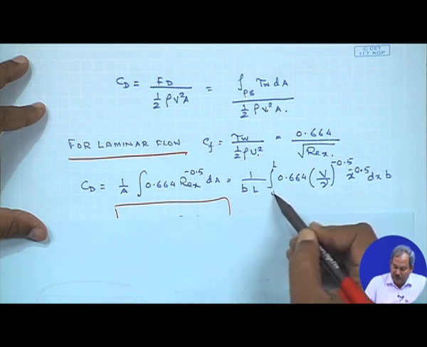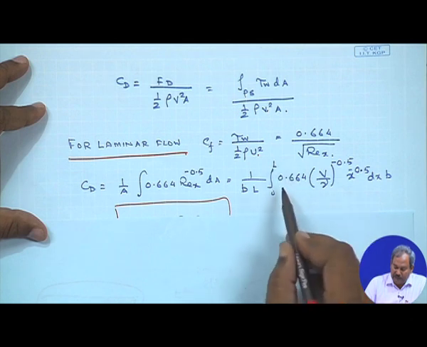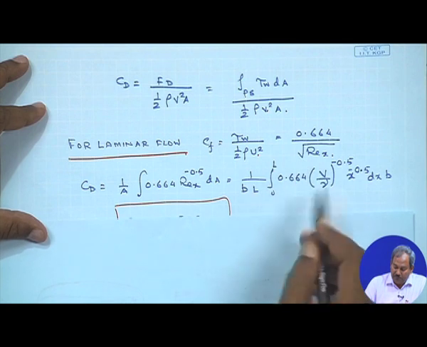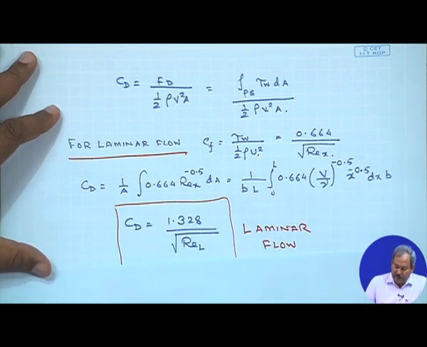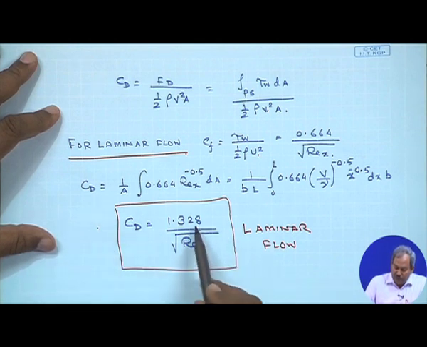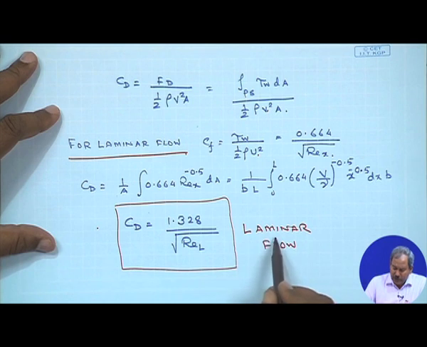So the integration now changes from x equals 0 to x equals L, and when you bring the x outside, you simply have to perform this integration, and what you get is an expression for CD equals 1.328 by root over REL, which is laminar flow.